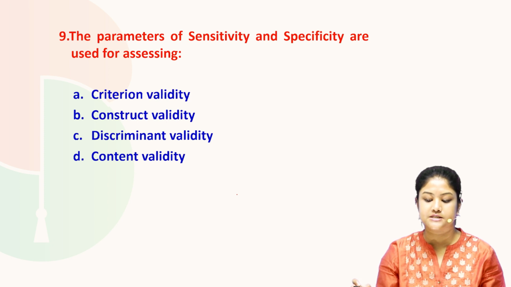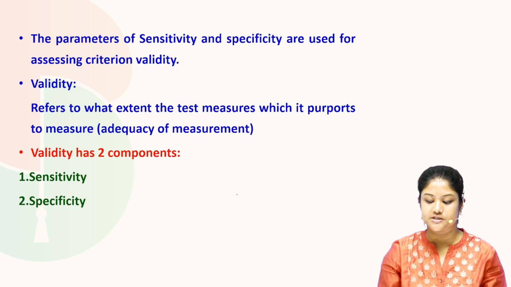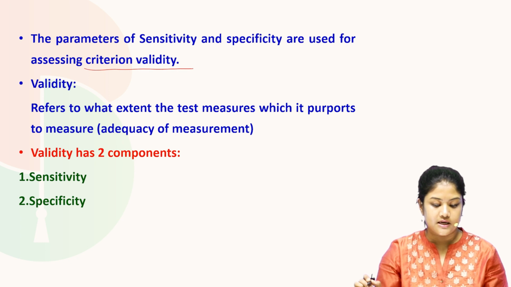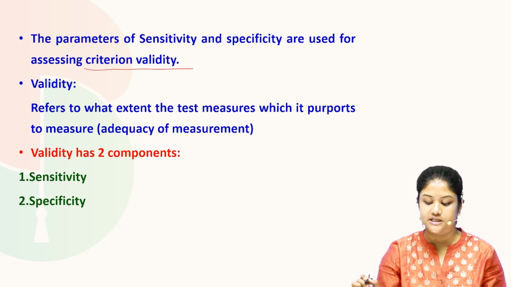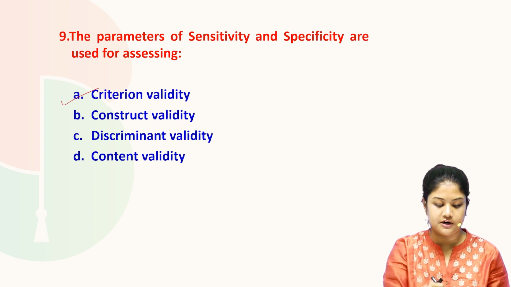The parameters of sensitivity and specificity are used for assessing. Options given are criterion validity, construct validity, discriminant validity, and content validity. So let's look into our explanations. The parameters of sensitivity and specificity are used for assessing criterion validity. And what does validity mean? So validity refers to what extent the test measures what it purports to measure, that is adequacy of measurement. So from this much of explanation itself, we have found out our answer, that is the answer here is criterion validity.